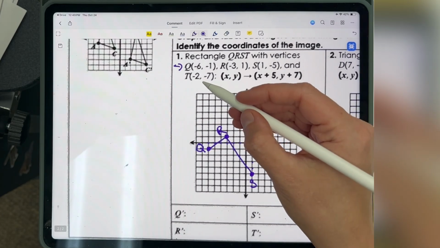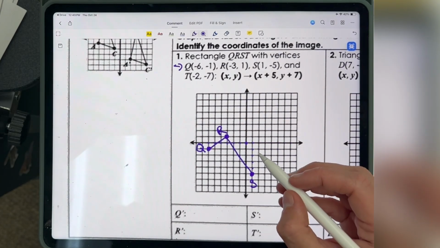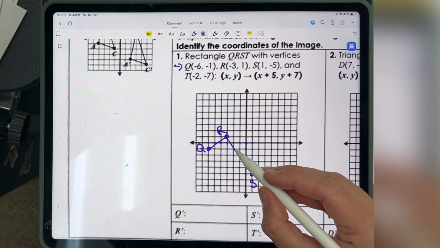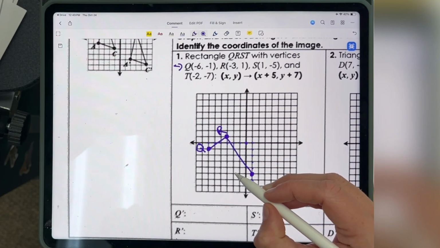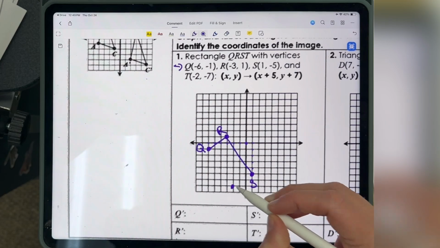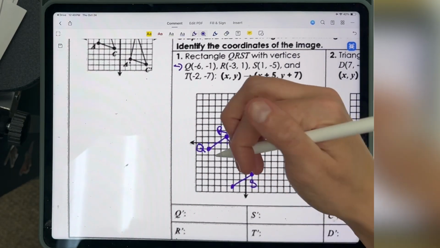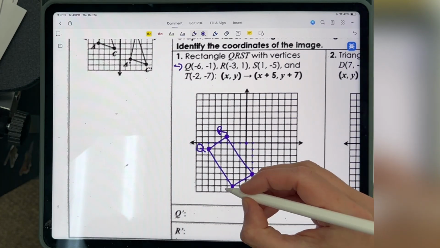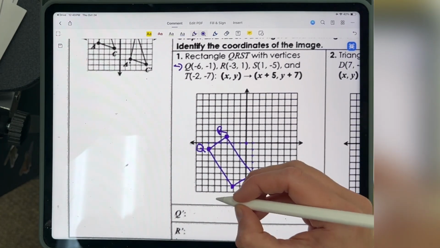Lastly, T is at -2, -7. Okay, so -2, start at the origin, 1, 2, down 7: 1, 2, 3, 4, 5, 6, 7, right here. And it should make a nice rectangle. Boom. And that is our original, not Q, that's our original T.